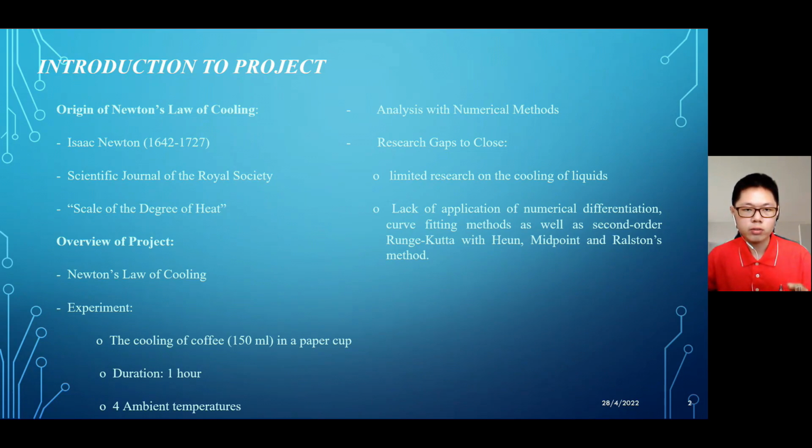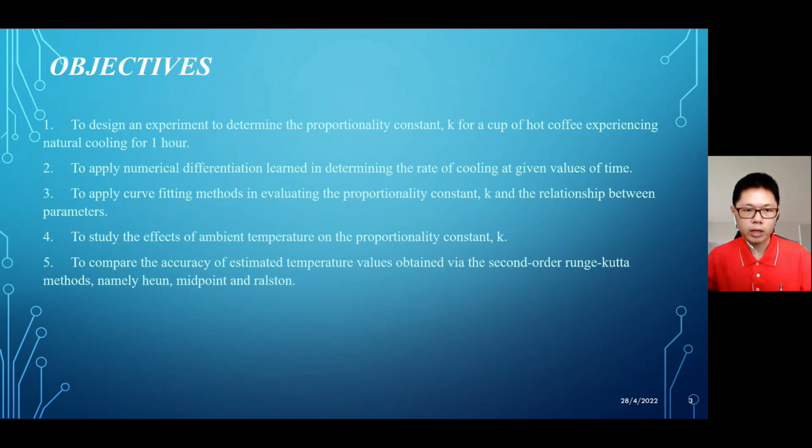The 5 objectives of our project are to design an experiment to determine the proportionality constant, to apply numerical differentiation and curve fitting methods to determine rate of cooling and proportionality constant respectively, to study how ambient temperature affects the proportionality constant, and also to compare the accuracy of temperature calculated using the 3 second-order Runge-Kutta methods shown.